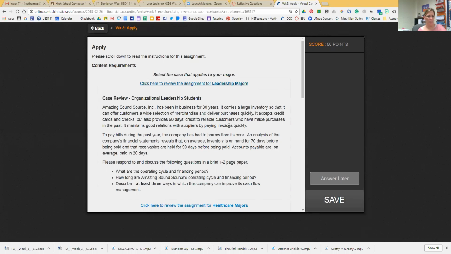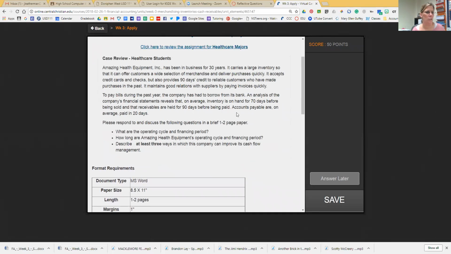What works out? How long is their operating cycle and financing period? And then I want 3 ways in which the company can improve its cash flow management. Chapter 7 is all over cash flows, customer receipts, cash cycles, and customer receivables. Okay, so chapter 7 will be your resource for your apply section. And again, just a different scenario for your healthcare students. And then the questions are pretty much the same.